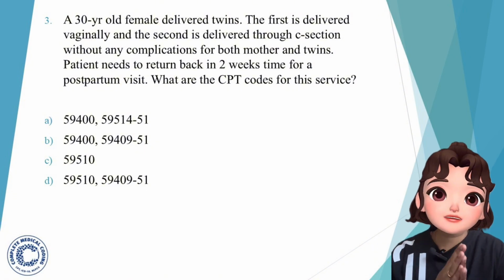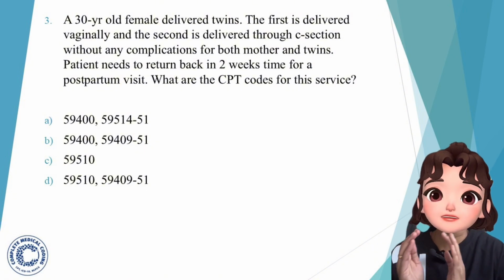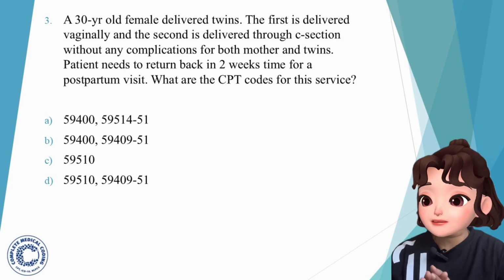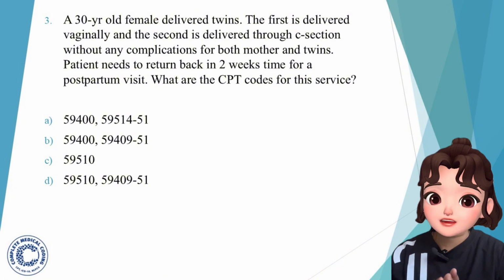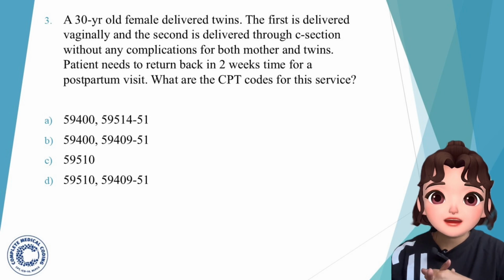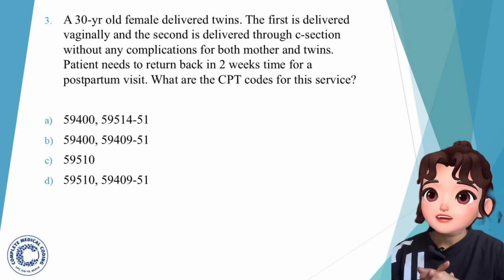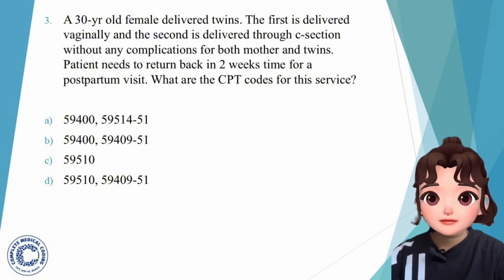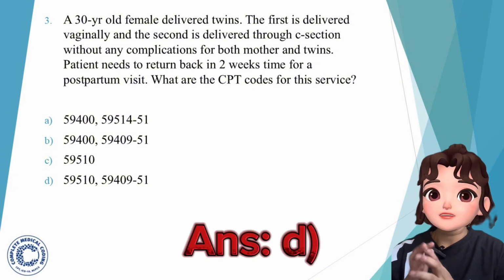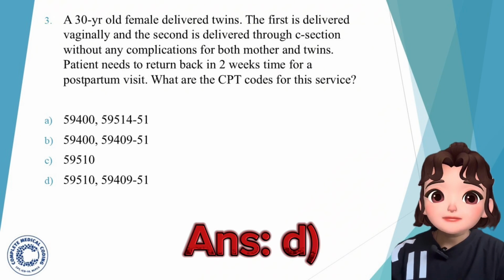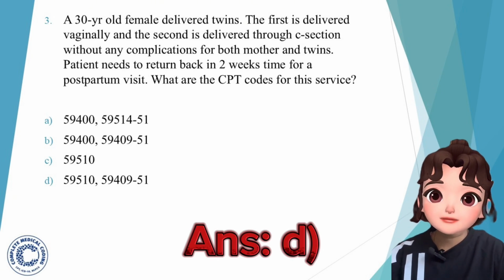Because one is delivered cesarean, one is delivered vaginally, you have to always code for the routine care C-section first, then followed by the vaginal delivery. So code 59510 as the initial code, followed by the vaginal delivery code 59409, vaginal delivery only, and append it with modifier 51. So that's how we have to code this one. Our correct answer is option D, 59510 for the routine obstetric care C-section and 59409 for vaginal delivery with modifier 51.